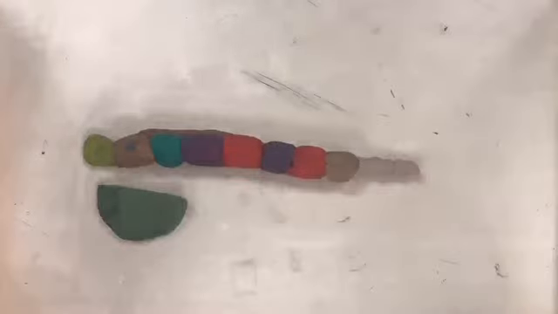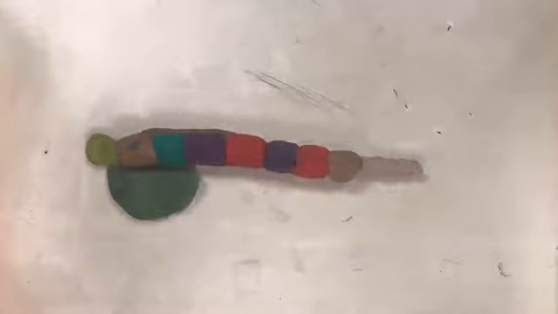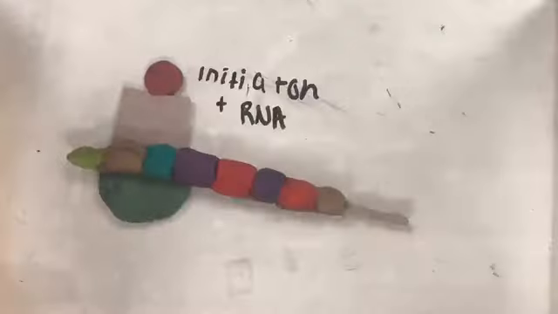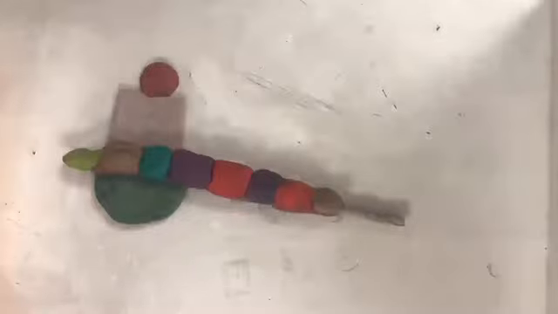Translation begins when a small ribosomal subunit binds to the mRNA. Next, the initiator tRNA binds to a start codon. After that, the large ribosomal subunit joins to create the translation initiation complex.